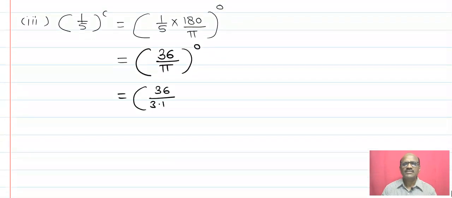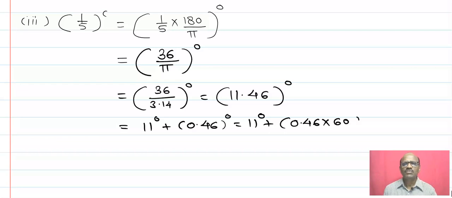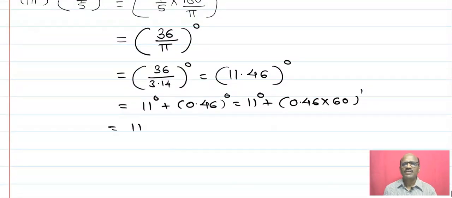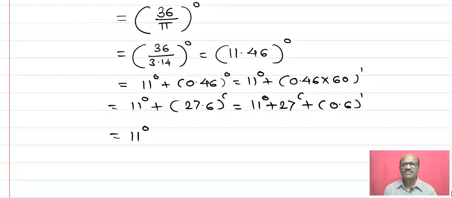Now next is that 36 upon the value of the pi is 3.14 and their division comes 11.46 degree and it is written in this manner, that is 11 degree plus 0.46 degree. I again convert this 0.46 degree in the minutes, that is into the 60, 0.46 into 60. Their multiplication comes, that is 27.6.